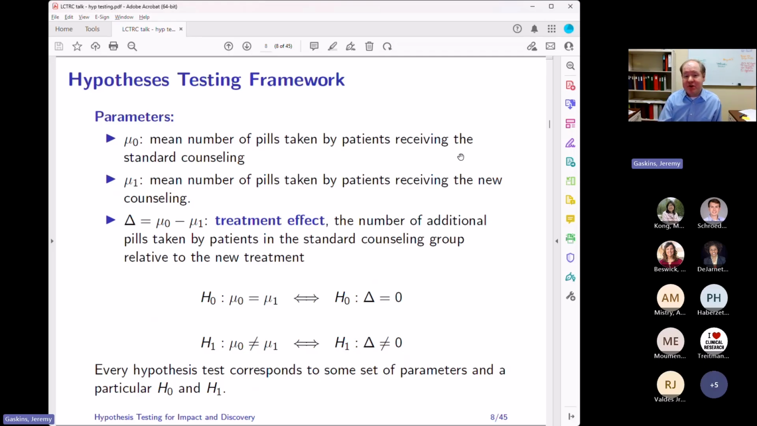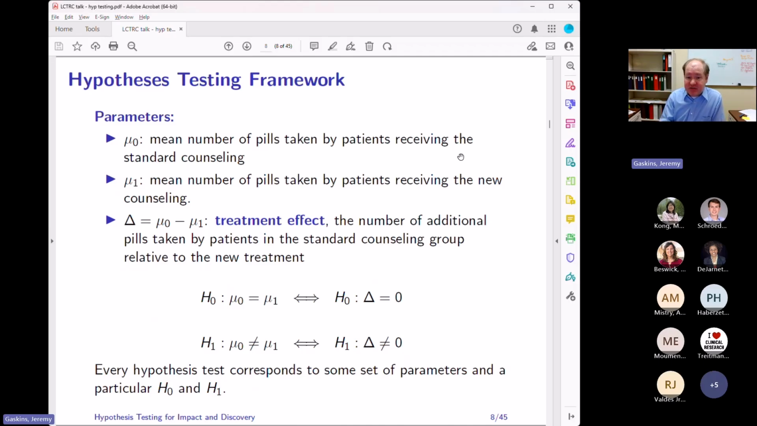And then the parameter that we're probably actually interested in, we'll call delta, which is just the difference of these two, right? The difference between mu0 and mu1. And this is, for this example, our treatment effect, right? And we can interpret this within this context as the number of additional pills taken by patients in the standard counseling group relative to the new treatment. And so I'm going to typically think about delta here as the parameter that I'm really interested in.